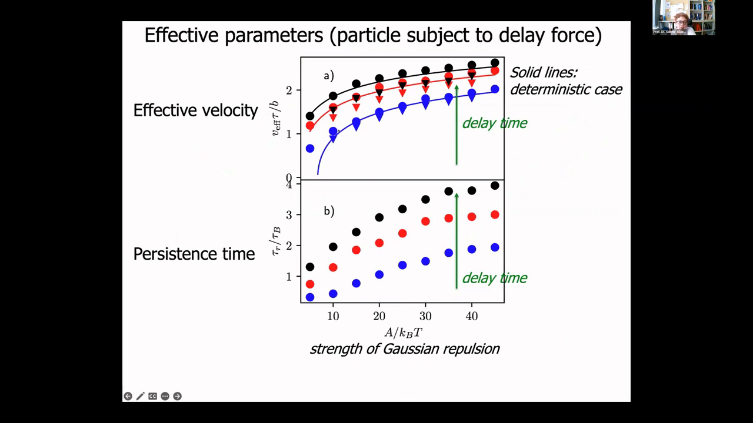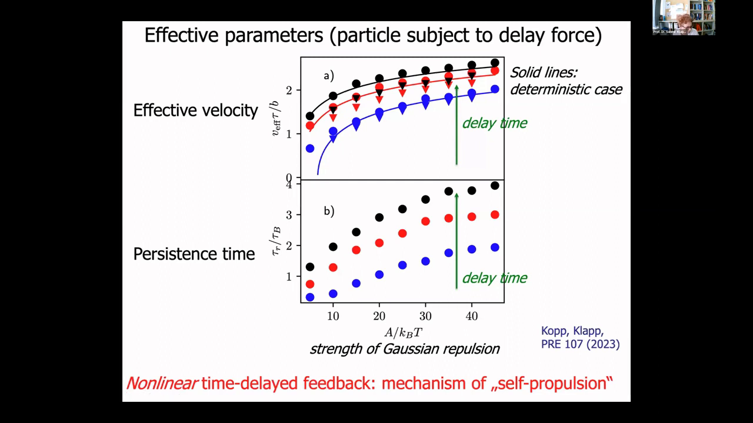And what you see, for example, if you look at the velocity, it's not that surprising. If we increase the feedback strength over kT, this effective velocity increases. There's no effective velocity at very small feedback, so there is a threshold behavior. What we also find is that even in the stochastic case, the deterministic limit is useful because it gives us a good estimate. These are the solid lines of the effective velocity.